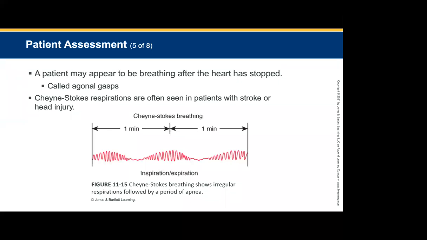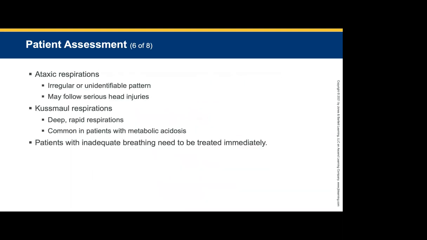So you can see the changes that different head injuries or trauma situations can cause. Ataxic respirations are irregular or undefinable patterns. They will be from serious head injuries. Patients experiencing a metabolic or toxic disorder may display other abnormal respiratory patterns.